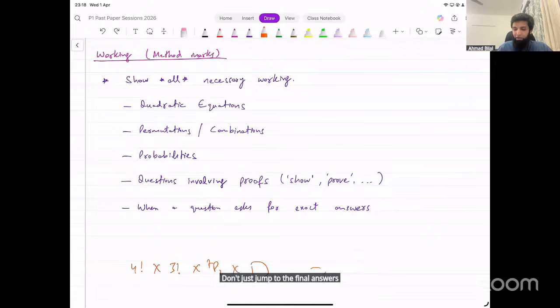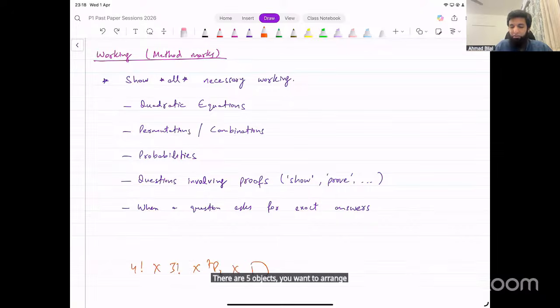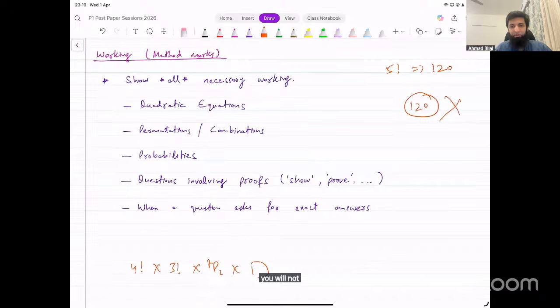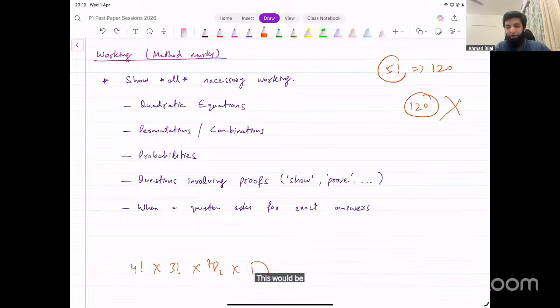Or similarly, for example, let's suppose there's a simple question. There are 5 objects, you want to arrange 5 objects. You would do 5 factorial equal to 120, right? If you just write 120 directly, you will not get marks for that. So that's the point, that you write 5 factorial first of all, and then you evaluate to 120. This would be your working, 5 factorial.